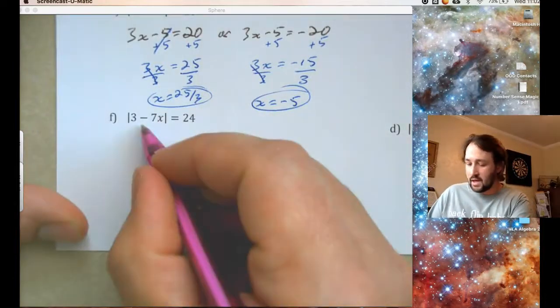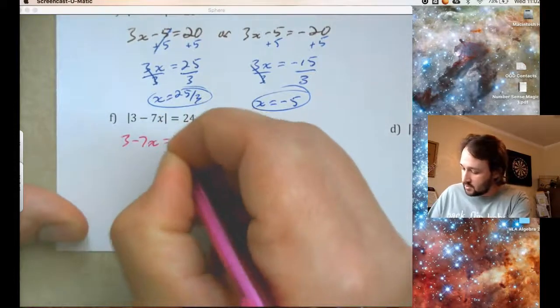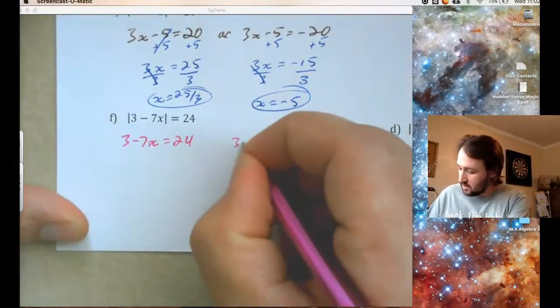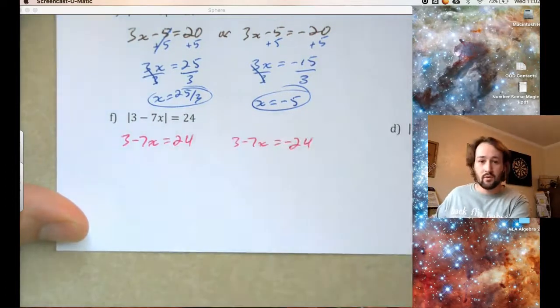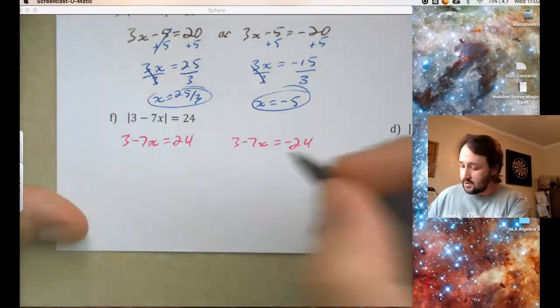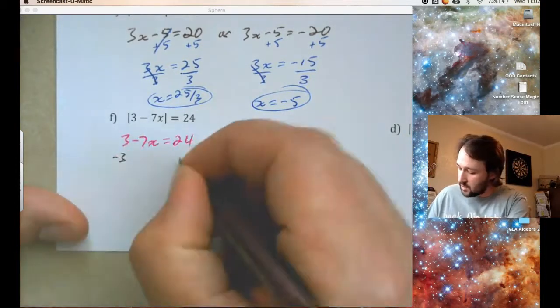Alright, so we have the absolute value by itself. 3 minus 7x equals 24. And 3 minus 7x equals negative 24. So those are both my equations set up. So now, again, you can focus on one. You can do both at the same time. Makes no difference to me. I'll focus on one to help you out.